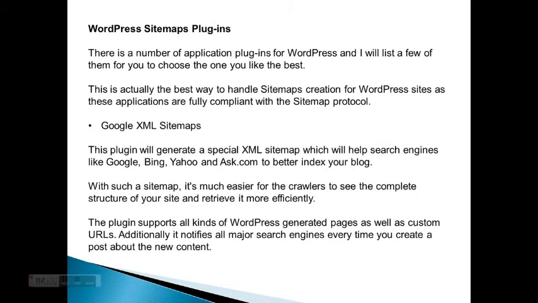This plugin will generate a special XML sitemap which will help search engines like Google, Bing, Yahoo, and Ask.com to better index your site. With such a sitemap, it's much easier for the crawlers to see the complete structure of your site and retrieve it more efficiently. The plugin supports all kinds of WordPress-generated pages as well as custom URLs. Additionally, it notifies all major search engines every time you create a post about the new content.